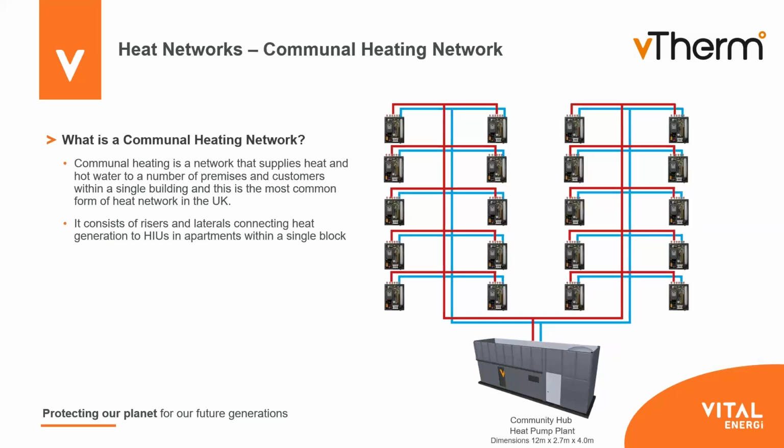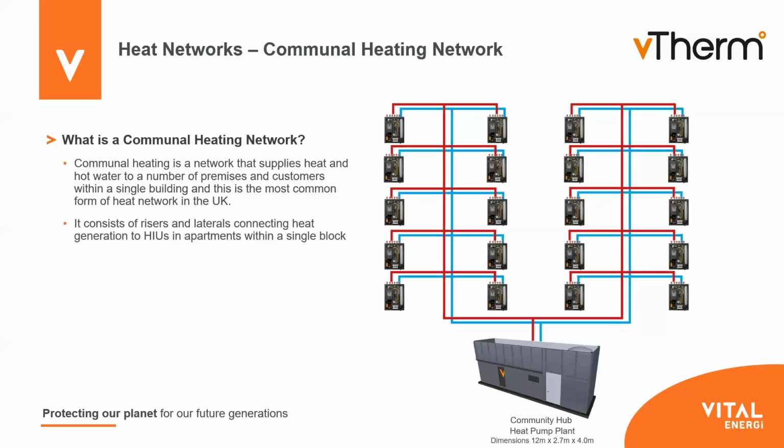We then talk about communal heating networks. As you'll see, it could be going from a community hub, it could be a gas plant, it could be biomass, it could be a mixture of all different things. With a communal heating network, maybe that's the boiler system down in the basement of an apartment building, it consists of risers going up, that's your pipework going up your building, and laterals going across.